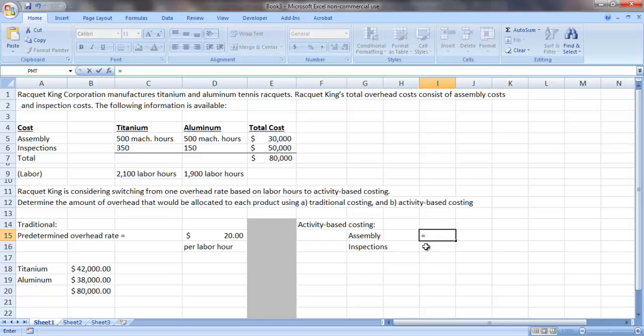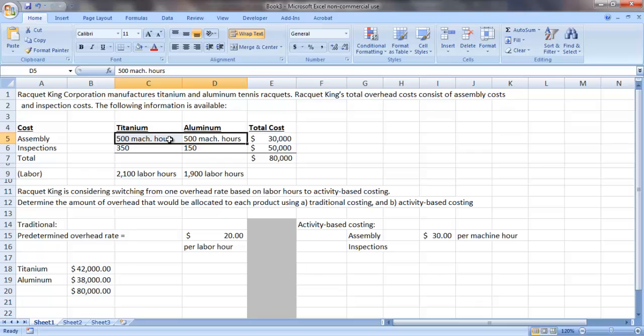So for assembly, it would be the $30,000 in overhead costs that have been allocated to that cost pool divided by the total activity in that cost pool. That's the 500 machine hours driven by the titanium product and the 500 machine hours driven by the aluminum product. That tells us that the activity rate for assembly is $30 per machine hour. Be careful here to factor in all the activity across all your products, regardless of how many that is.